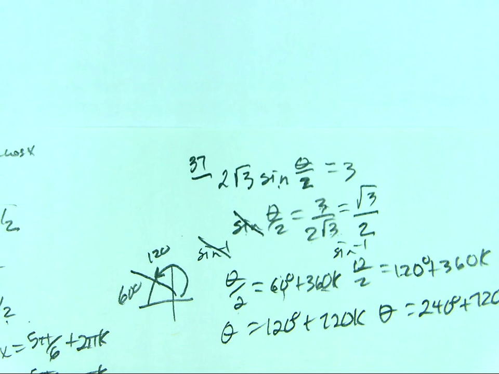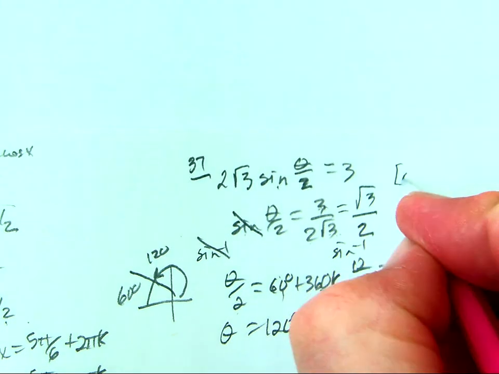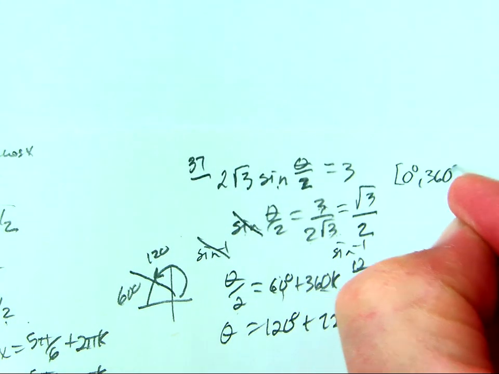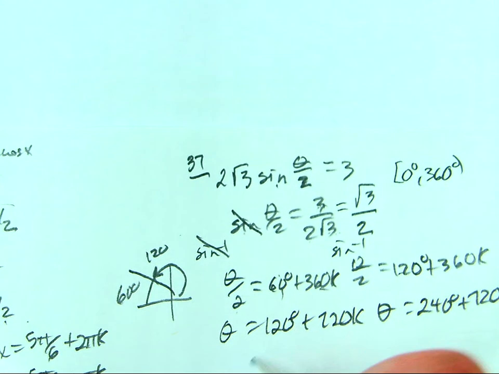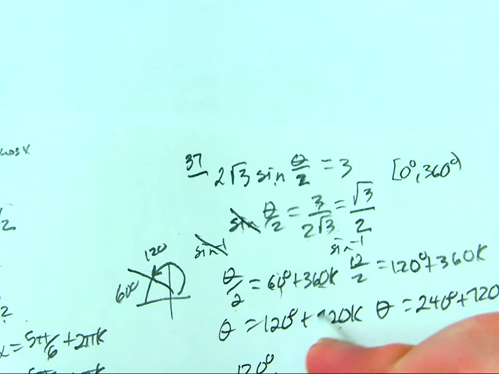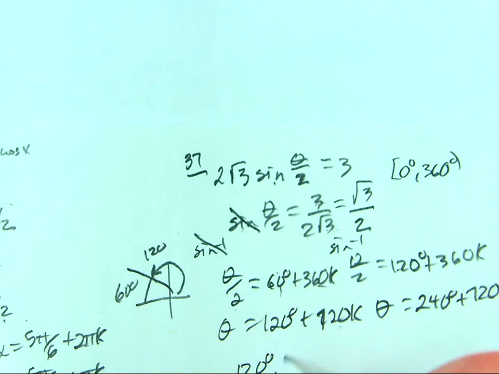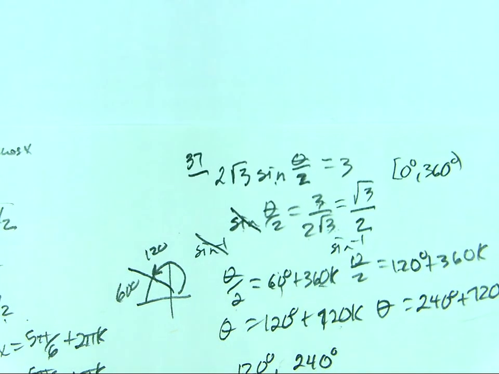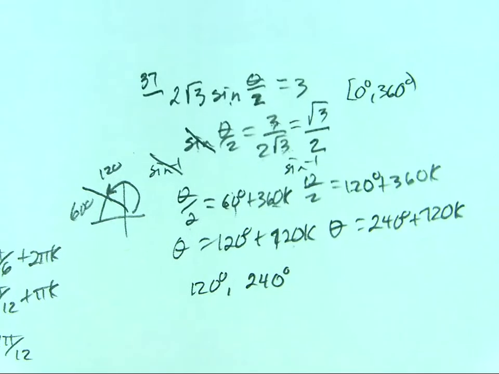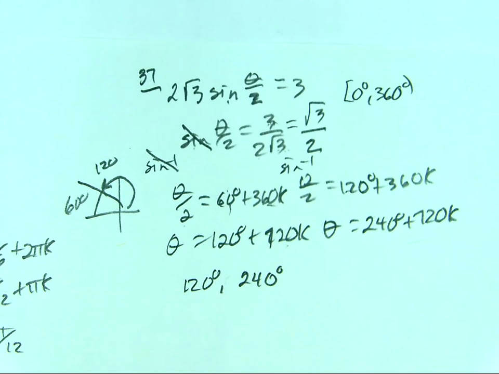Now we want to find what fits between 0 and 360. Well, 120, that's between there, so that works. If I add 720, well, that's going to be 800. That's way too big. Here we have 240, that fits. If we add 720, that'd be 960, way too big. So this one just has those two answers.